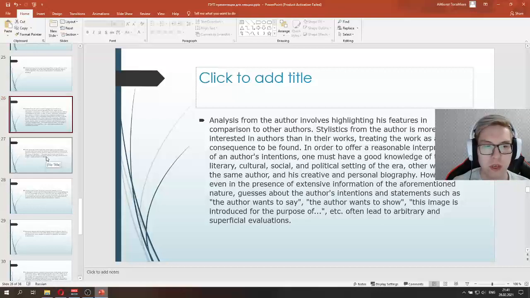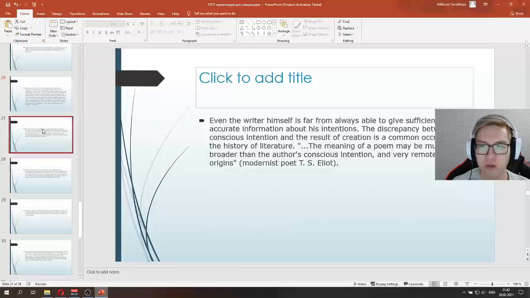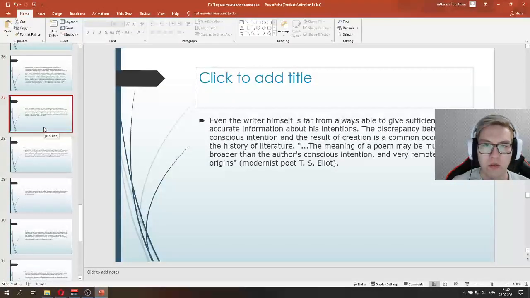intentions and statements, such as "the author wants to say" or "the author wants to show," "this image is introduced for the purpose of," etc., often lead to arbitrary and superficial evaluations. Even the writer himself is far from always able to give sufficiently accurate information about his intentions. The discrepancy between the conscious intention and the result of creation is a common occurrence in the history of literature. The meaning of a poem may be much broader than the author's conscious intention, and very remote from its origins.